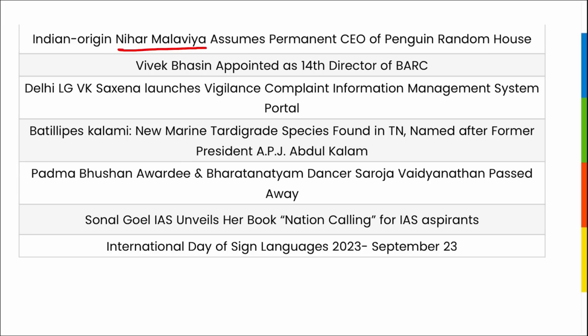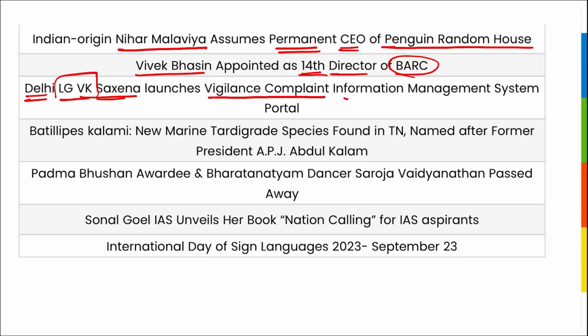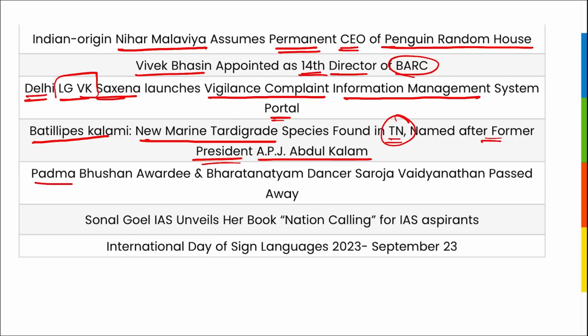Next, Indian origin Nihar Malvi has assumed the permanent CEO of Penguin Random House. Vivek Bhasin appointed as the 14th director of BARC. Delhi's Lieutenant Governor VK Saxena has launched Vigilance Compliant Information Management System portal. Battlepace calami, a new marine tardigrade species found in Tamil Nadu, has been named after former President APJ Abdul Kalam. Padma Bhushan awardee and Bharatanatyam dancer Saroj Vaidyanathan has recently passed away.